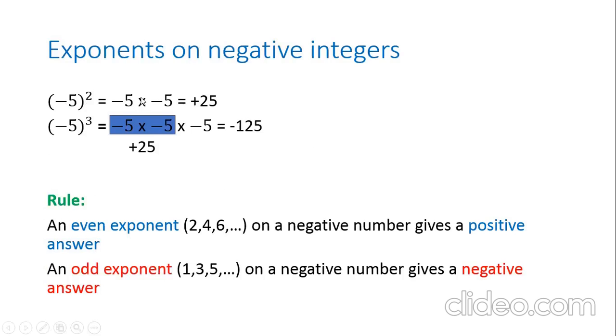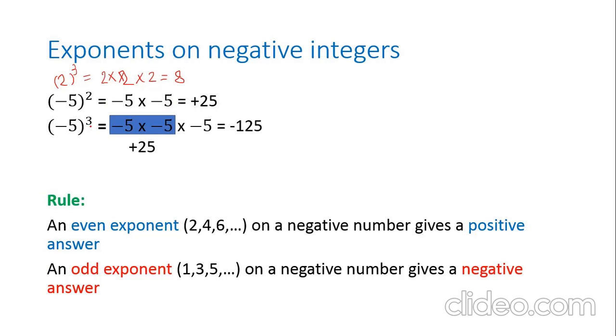Exponents on negative integers. As we learned in the previous levels, for example, 2 is raised to the power of 3. So this is equal to 2 multiplied by 2 multiplied by 2. This is equal to 8. So if we take a negative number now and we raise it to a power, let's say here minus 5 is raised to the power of 2. So it's minus 5 multiplied by minus 5. This gives us plus 25.